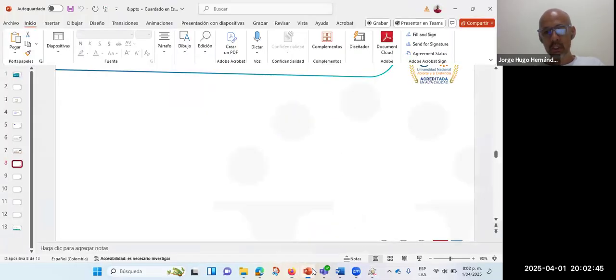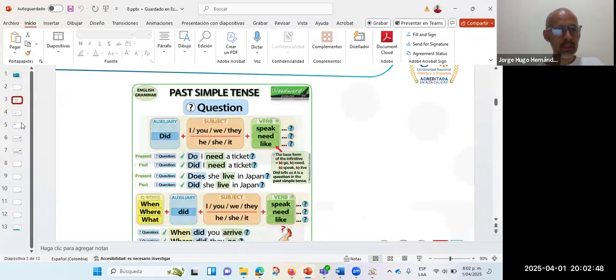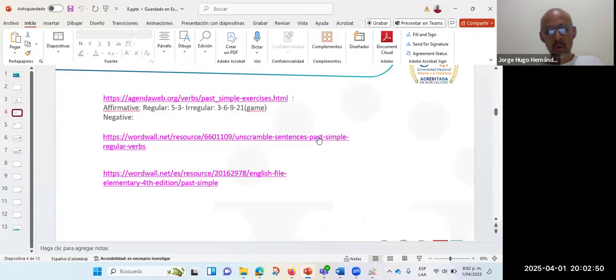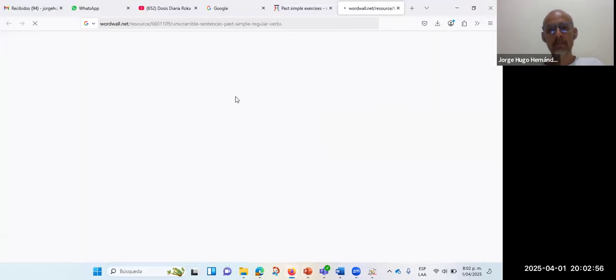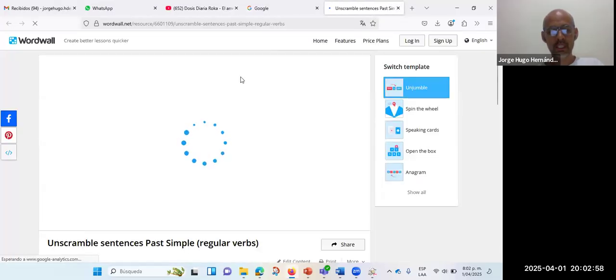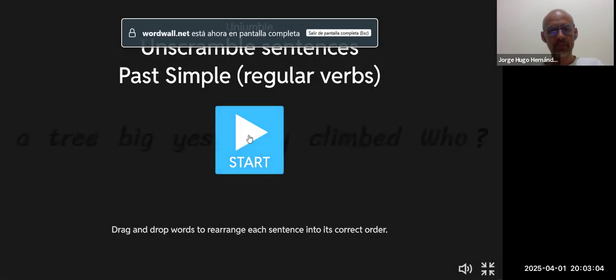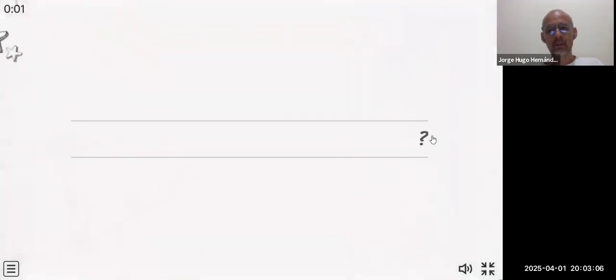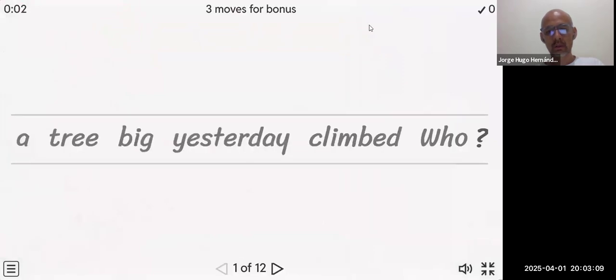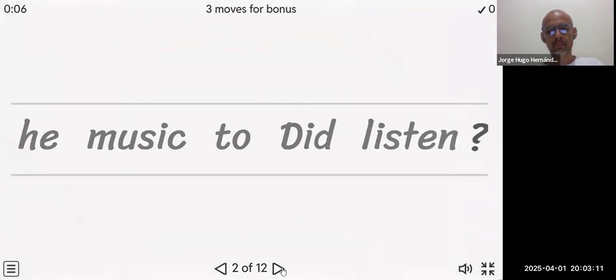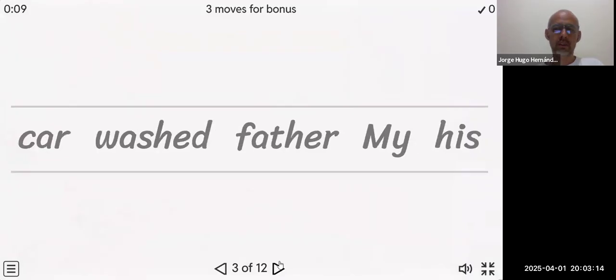Okay, and we're going to finish with a little exercise like this one. We are going to unscramble some sentences, some very easy sentences in past. Let's see. This one. It's very easy. Okay, not this one. We have here, car washed father, my, and his. Anyone can tell me the correct sentence?